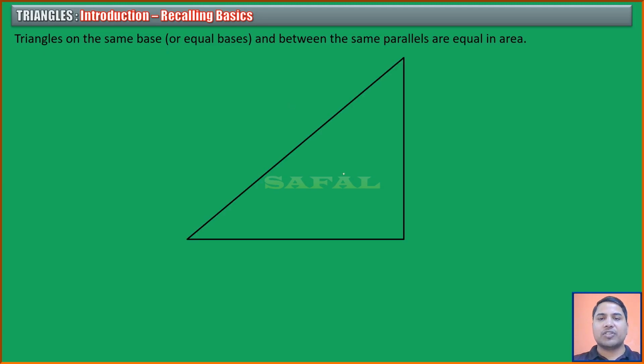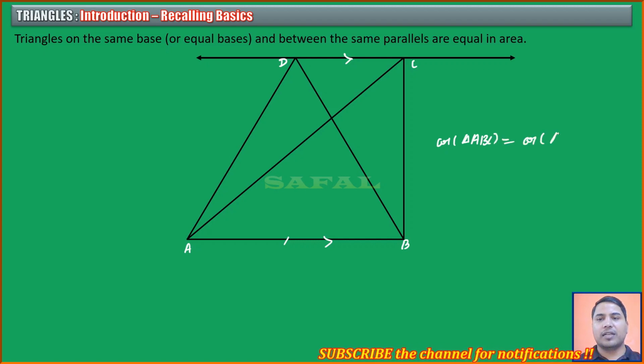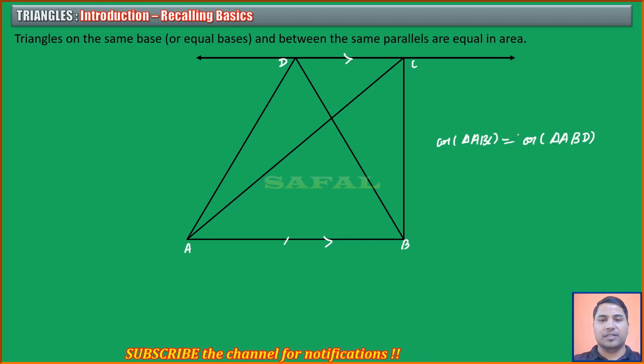That means this is a triangle that you can see. If I draw another triangle, you can see that the first one was, let's say, ABC, and the second one is ABD. Both the triangles have the common base AB, and their vertices also lie on the same line. So I can see that this line is parallel to this line. So I can write that area of triangle ABC is the same as area of triangle ABD. This you might have already studied in class 9th. So two triangles on the same base and between the same parallel lines are equal in area.